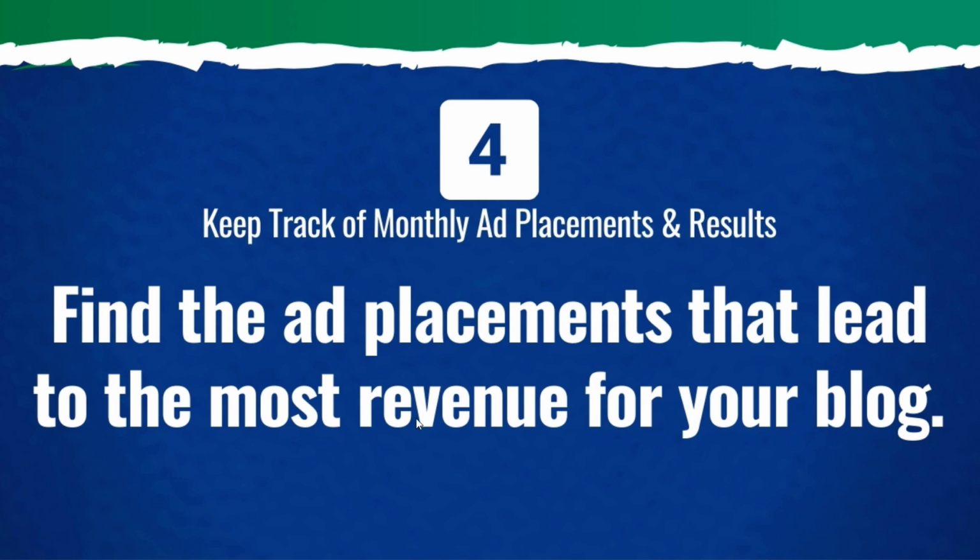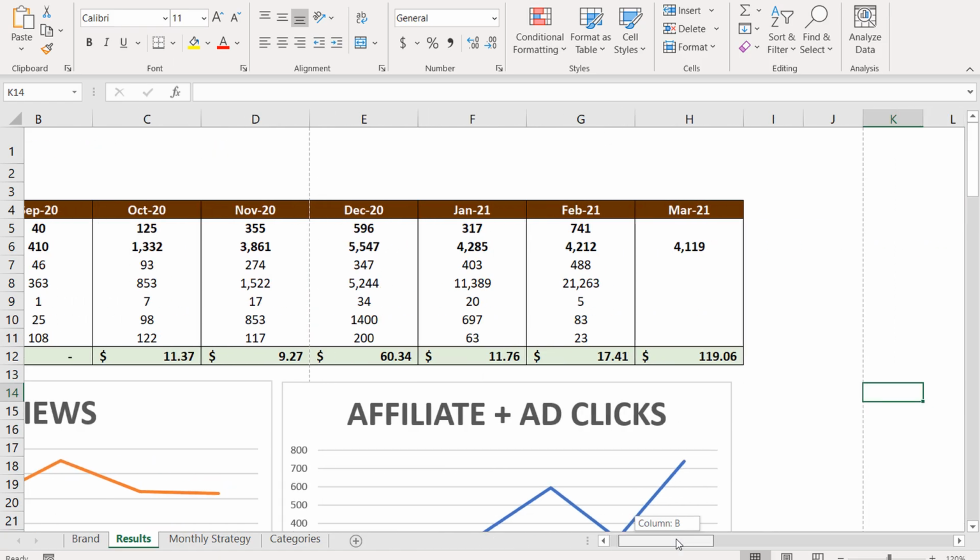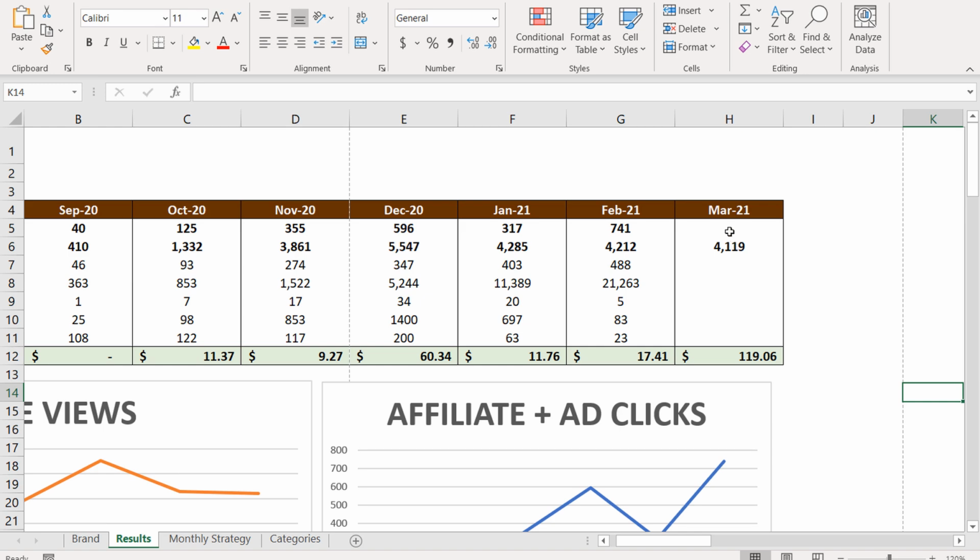So with all of that being said, we can actually get started with placing some advertisements on wickerguide.com. But what I want to do first is go over how to collect some benchmarks so you can test new advertisements. So in the month of March 2021, I implemented Google AdSense auto ads.